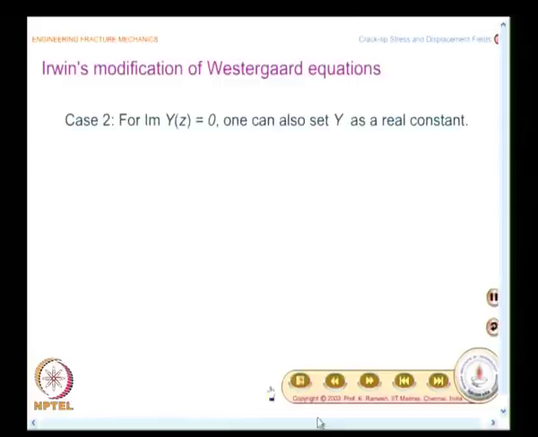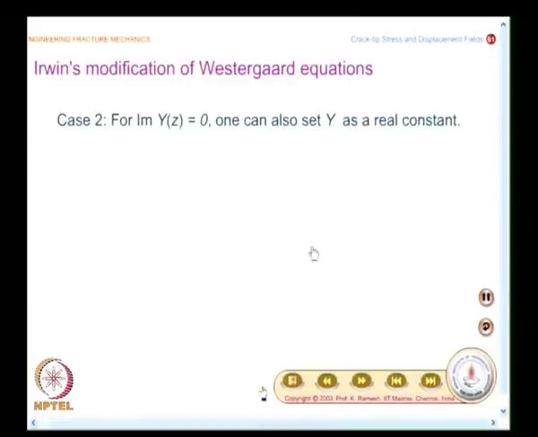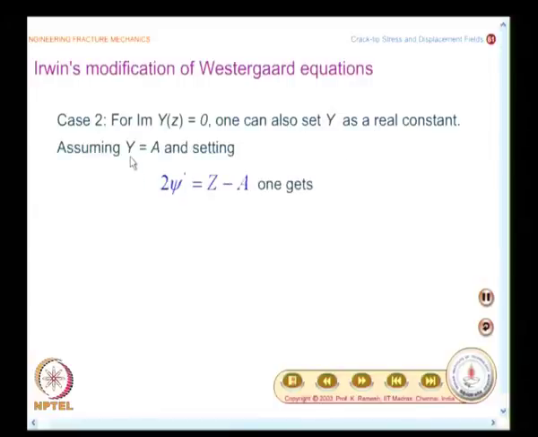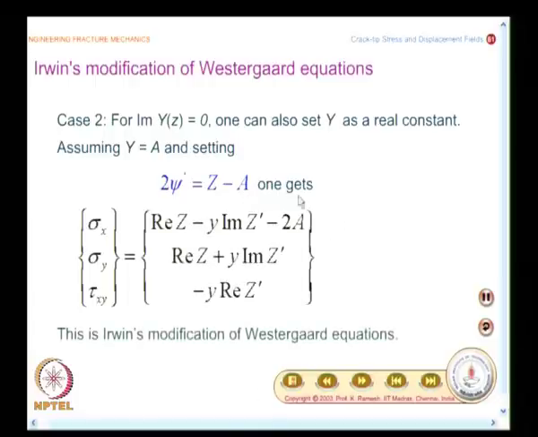On the other hand, in the Westergaard generalized formulation, if you set capital Y as a real constant, assuming capital Y equal to A and 2 xi prime equal to capital Z minus A, you get the Irwin's modification of Westergaard equation. And in this, what we saw, it prominently showed forward tilt of the fringes or backward tilt of the fringes, whichever way you take the sign of sigma naught x. And this models short cracks.